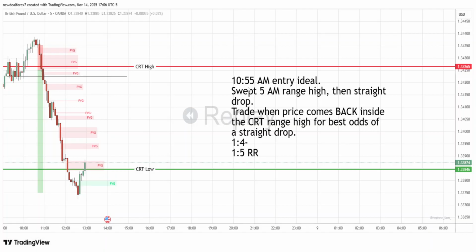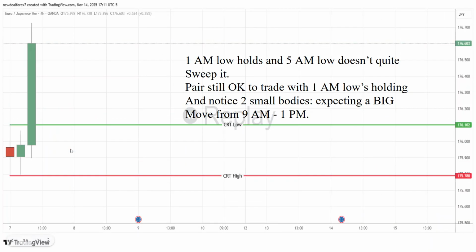Okay. So the best entry on this one would have been at about 10:55 a.m. It swept the 5 a.m. range high and then did a straight drop. So when price comes back inside the candle range high, that's when you want to start taking advantage of the drop. Okay. And that's all you're looking for. This is the price action you're looking for. It's a straight drop.